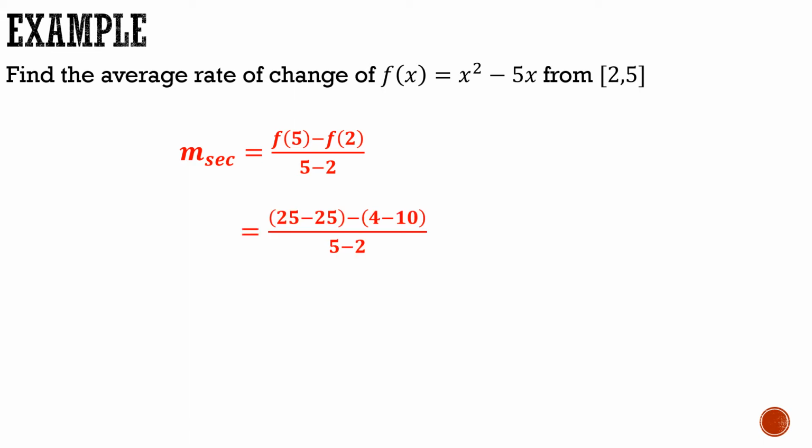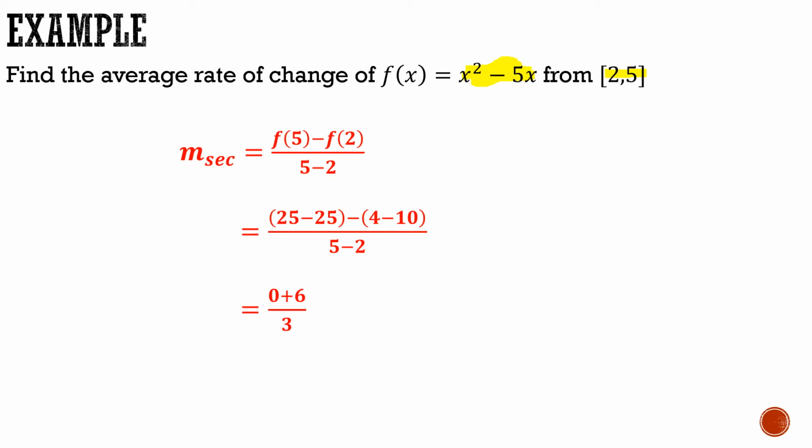Now for f of 5, I have to plug that into the formula, so I get 5 squared minus 5 times 5, which is 25 minus 25, minus, and then f of 2 would be 2 squared minus 5 times 2. So again, I'm literally taking these x values and plugging them into my formula up here. And so once I do that, it's just a matter of simplifying.